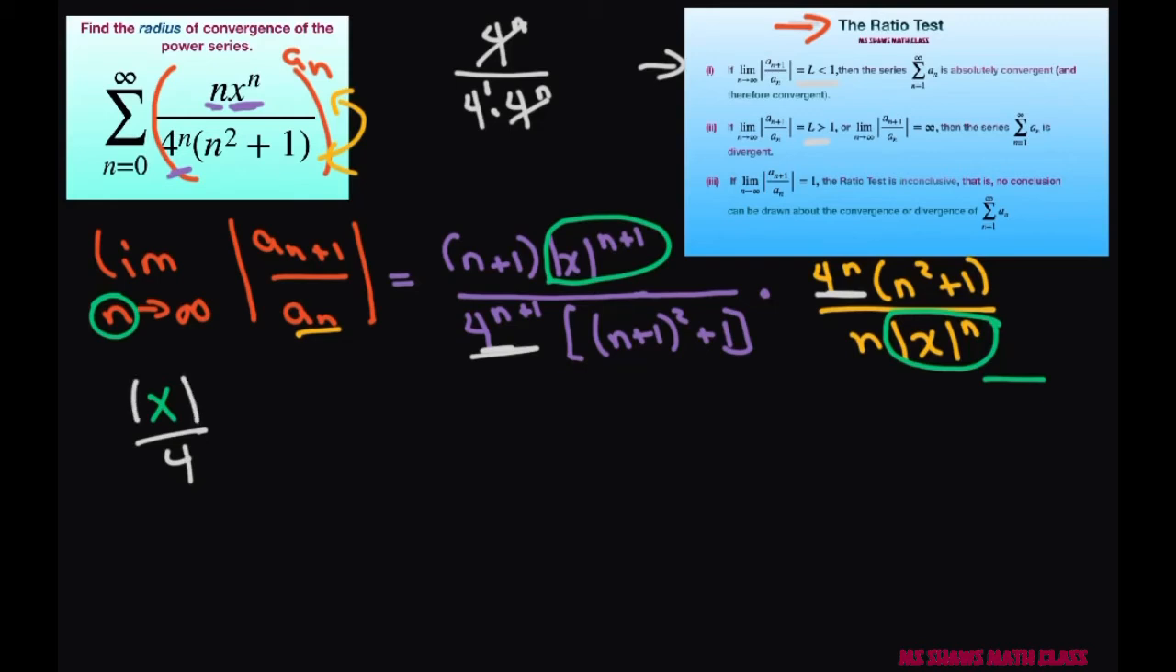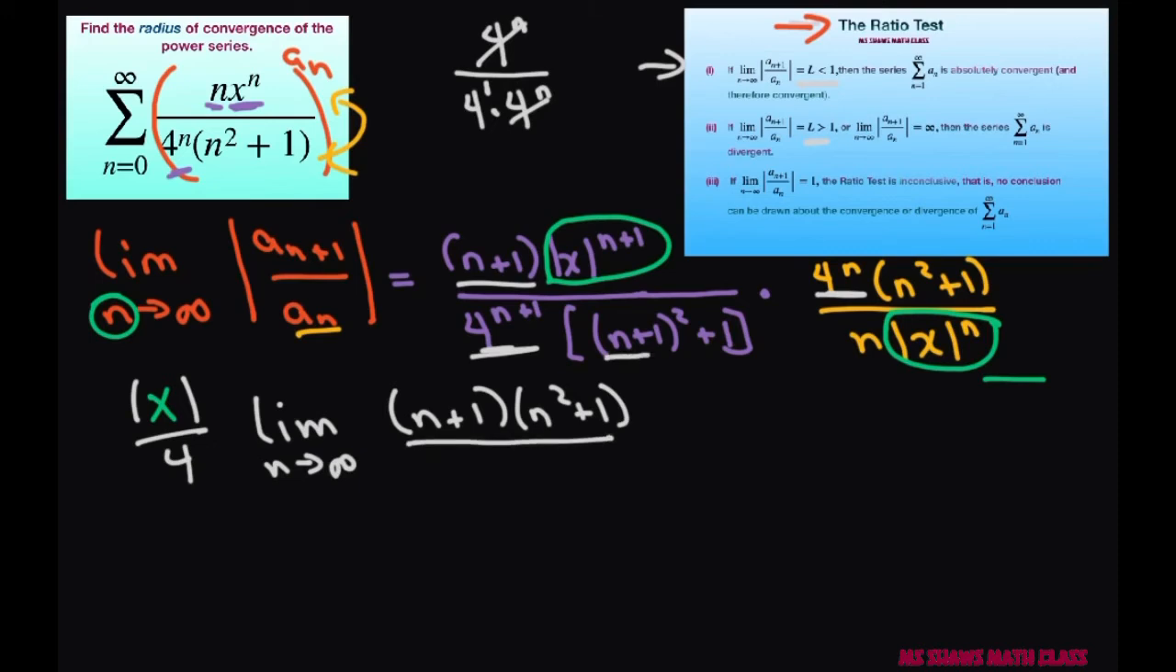Now we have n's left. So let's look at the limit as n approaches infinity. And we're taking n plus 1 times n squared plus 1. Denominator is going to be n times, and this part here is going to be n squared plus 2n plus 2. All right, now once you have that, let's go ahead and simplify this further.